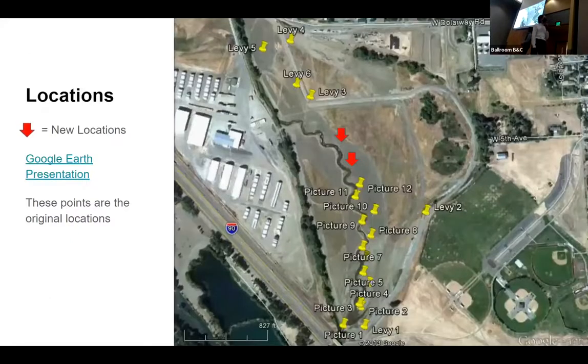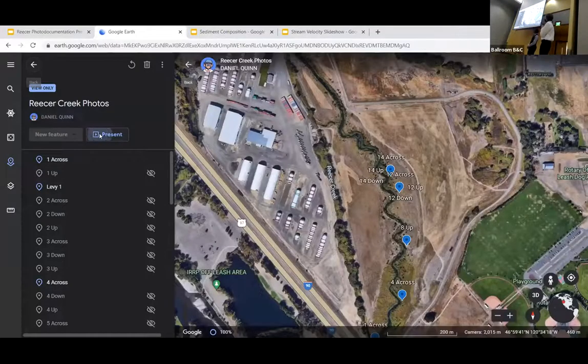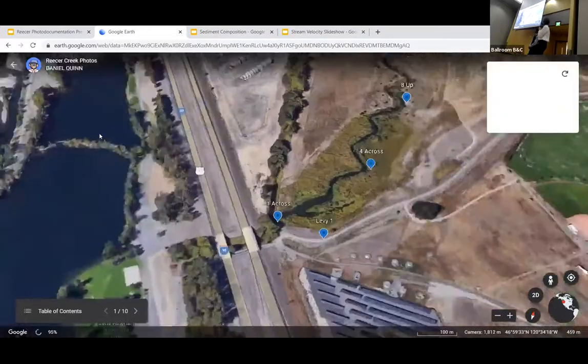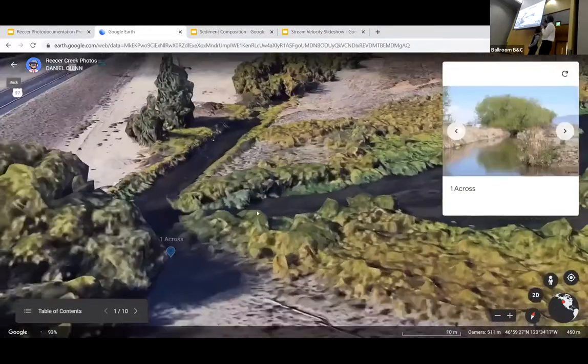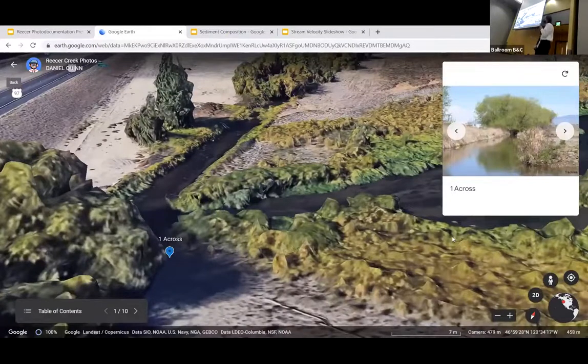These are our locations. We had 12 locations along the creek that the previous group had marked out that we tried to follow. Due to obstacles in our way, which we'll talk about later, we did add some new data points that could be repeated in the future that are a little more accessible. Now we'll take you to our Google Earth presentation, where we'll show you some of our photos as a better way to visualize where we took our photos at.